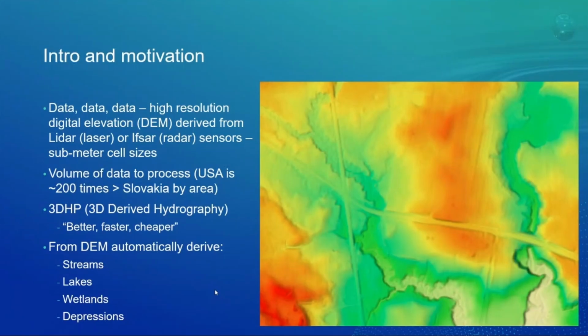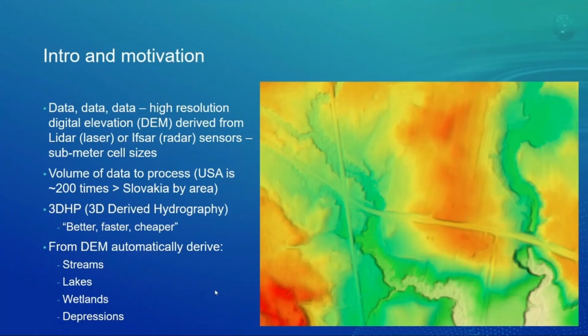So we have a lot of data basically across the world, but definitely in the US, that are digital elevation models derived from either LiDAR or IFSAR sensors, with resolution that can go into sub-meter. So your cell sizes are sub-meter. These are flown across the whole country. The whole country of the US is about 200 times larger area-wise than Slovakia. So we have a lot of data to process.